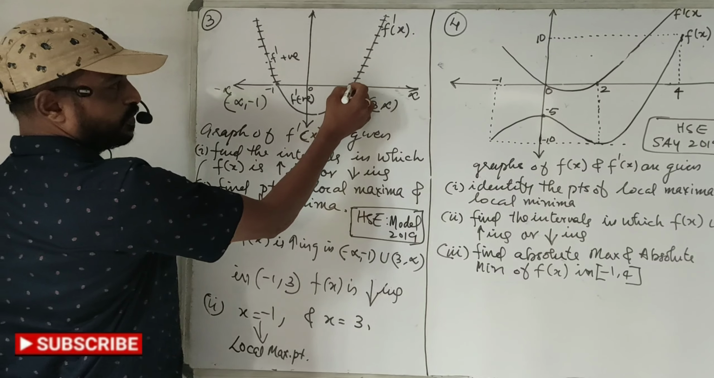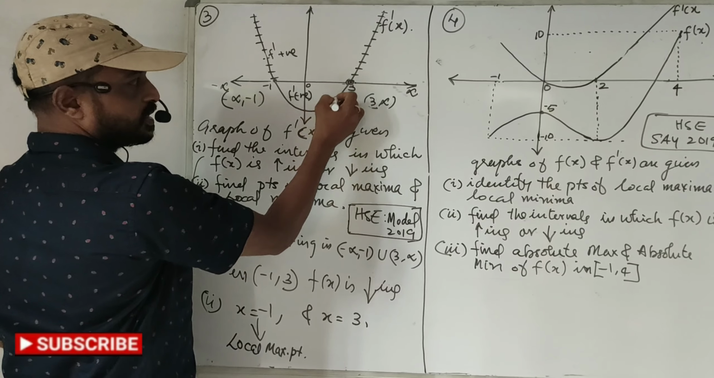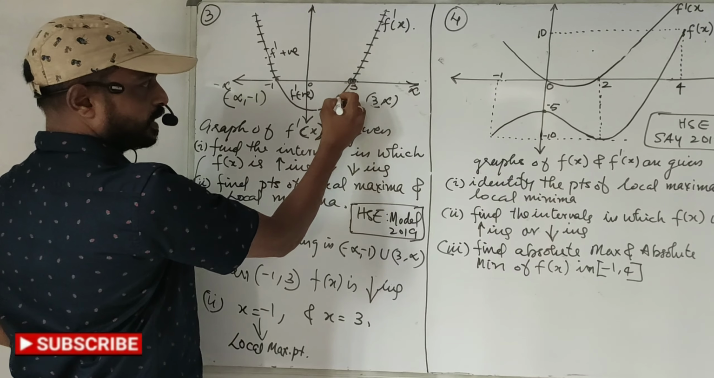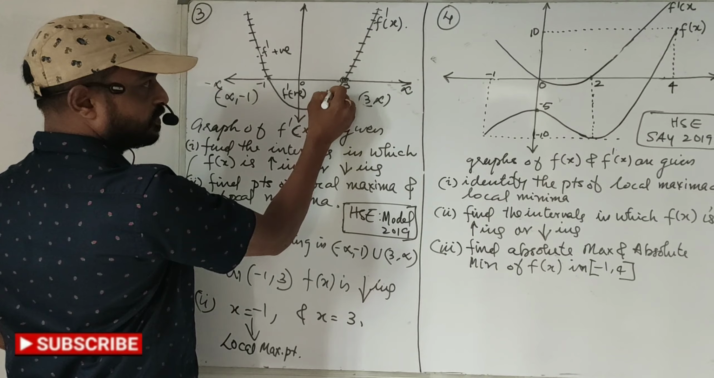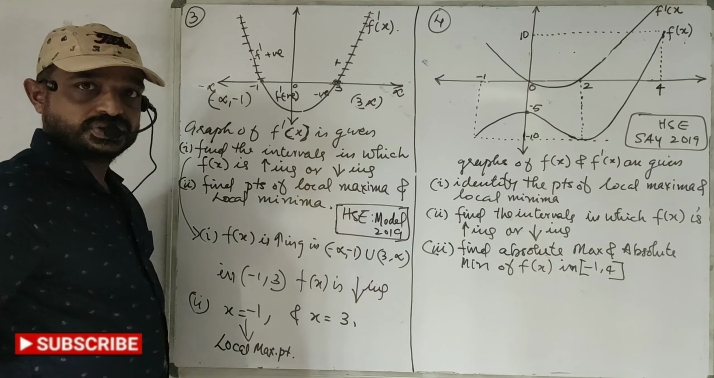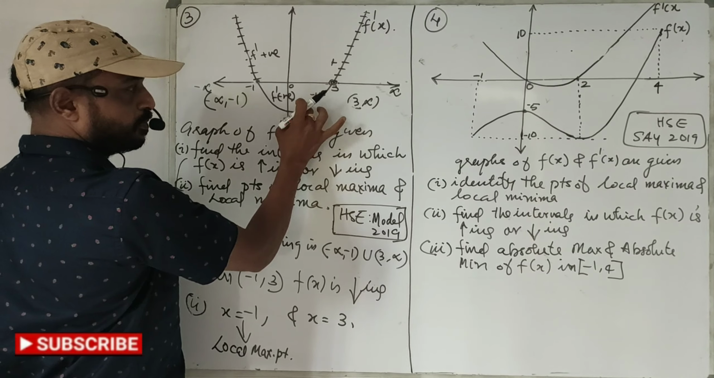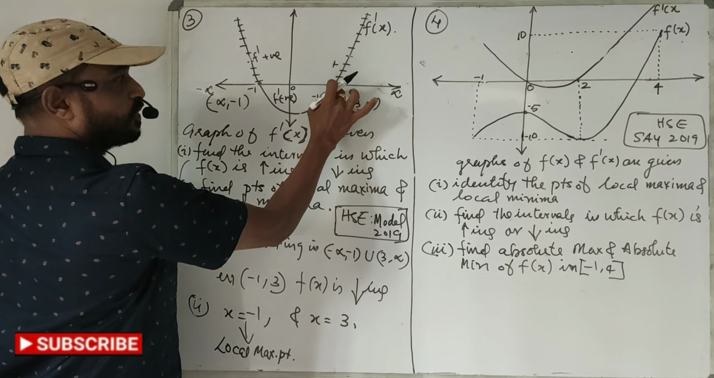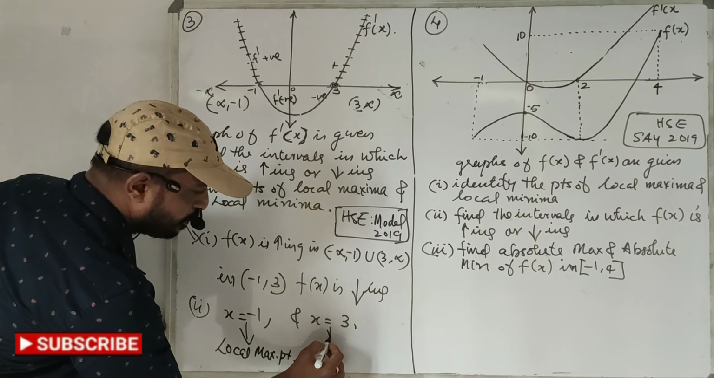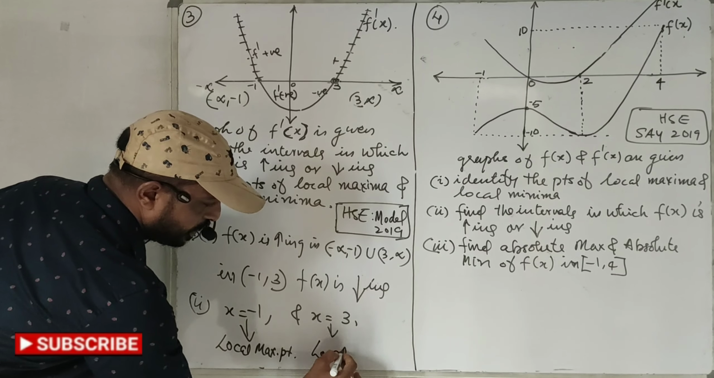So at this point what happens? See, here f dash of x is negative. The graph is below the x-axis. So here f dash of x is negative, but here f dash of x is positive. So at the point x equal to 3, f dash of x changes its sign from negative to positive. Therefore x equal to 3 is a point of local minima.